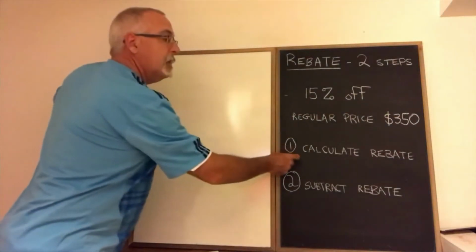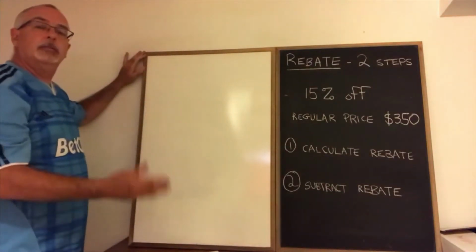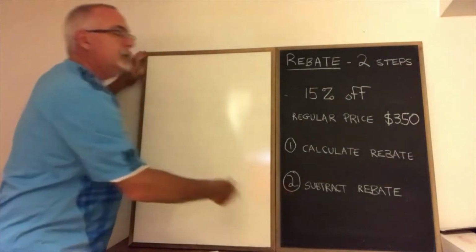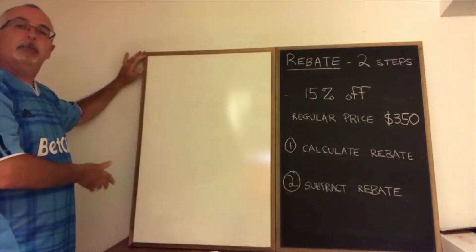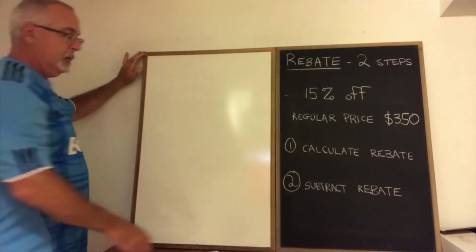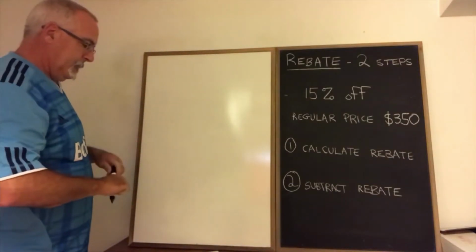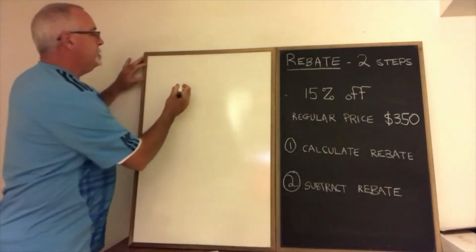And the first step is to calculate the rebate. How much is being subtracted from the $350? And then the second step is to subtract the rebate from the $350 to see how much we'll pay. The way to calculate the rebate is to build a proportion.